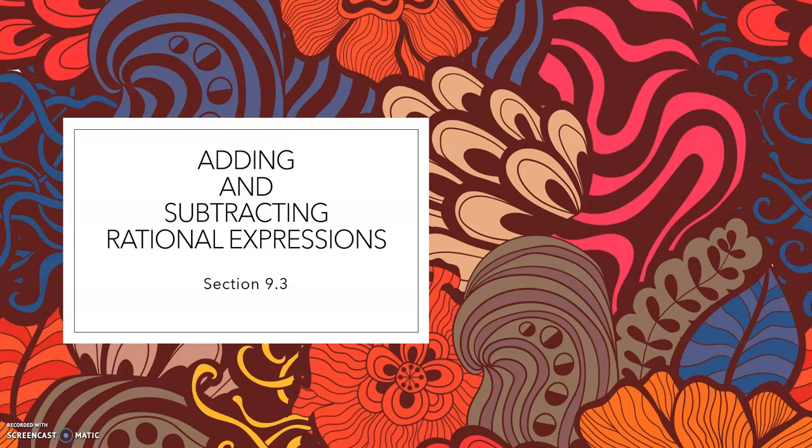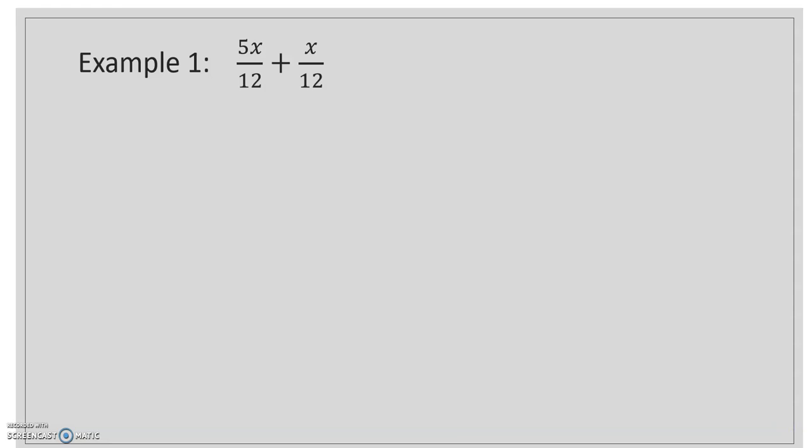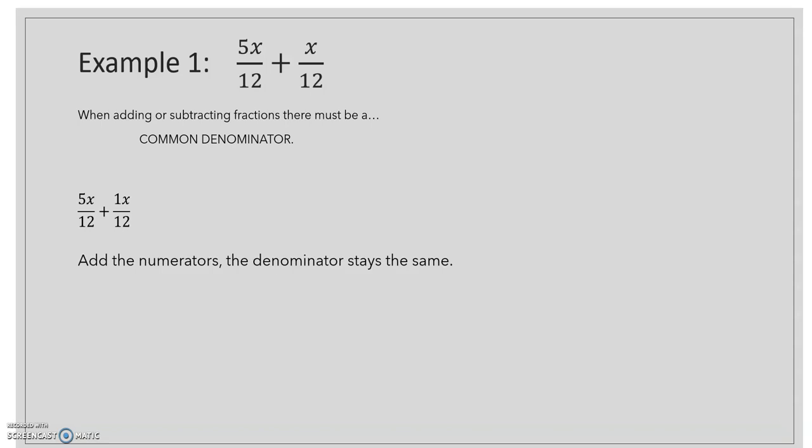Section 9.3, Adding and Subtracting Rational Expressions. Example 1, 5x over 12 plus x over 12. When adding or subtracting fractions, there must be a common denominator. 5x over 12 plus 1x over 12. Add the numerators, the denominator stays the same. 6x over 12. Reduce the fraction, x over 2.